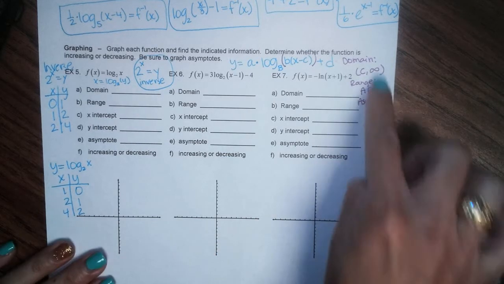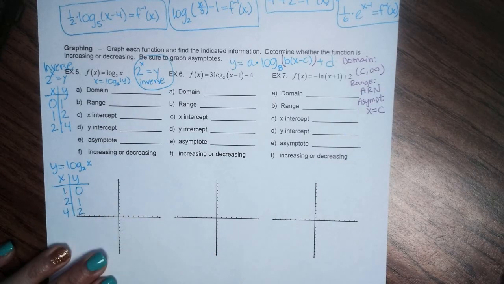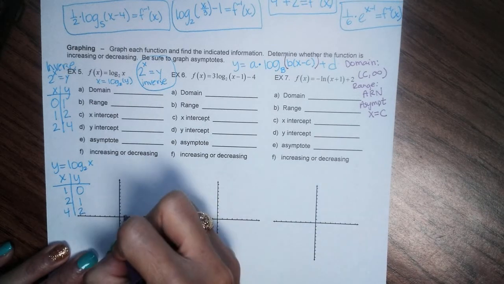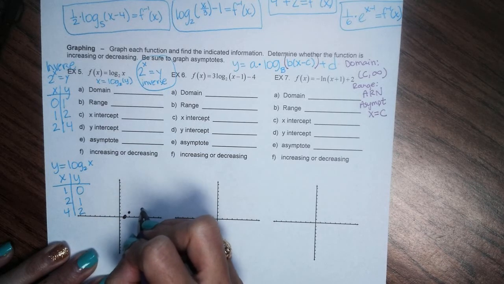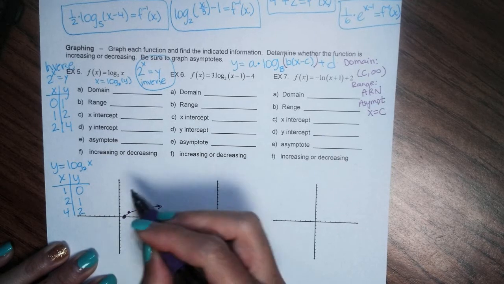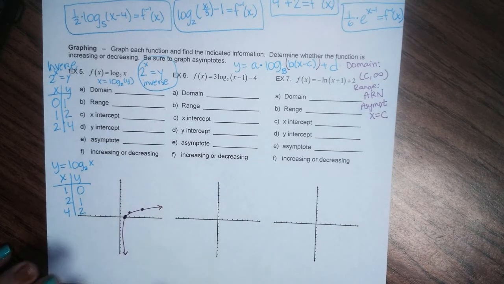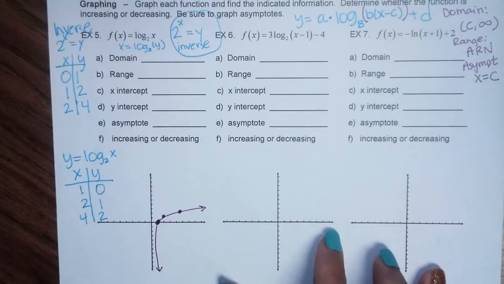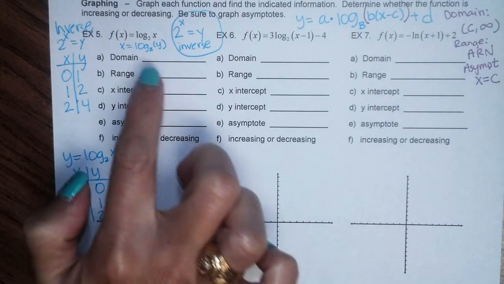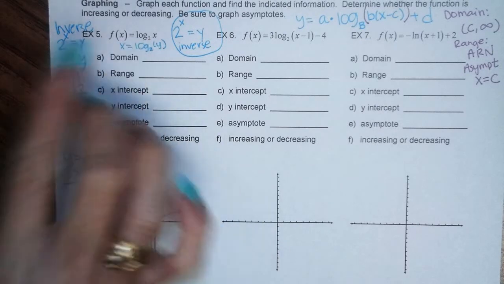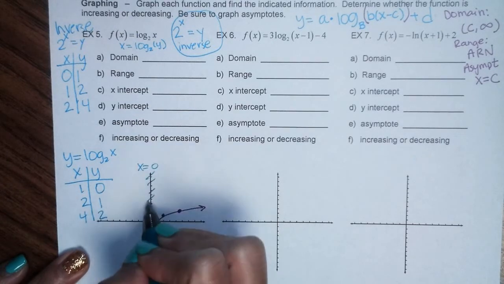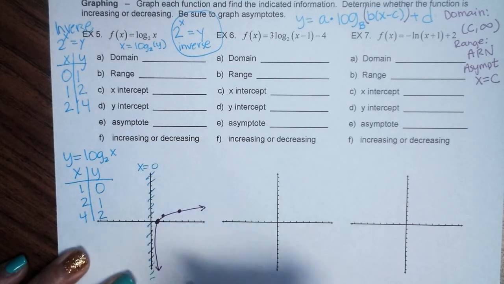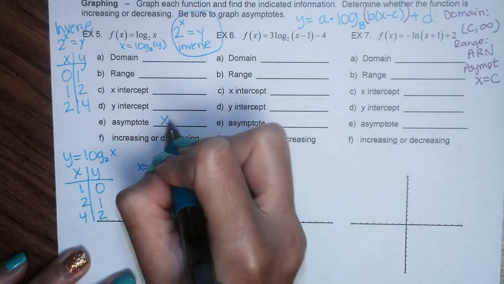So now that I've told you that, we can graph some of these dots. Let's graph (1, 0), (2, 1), (4, 2). Okay, so here's what it's going to look like. Because there was no c value, no shift, that means the asymptote is at x equals 0. So I'm going to write it down: asymptote, x equals 0.